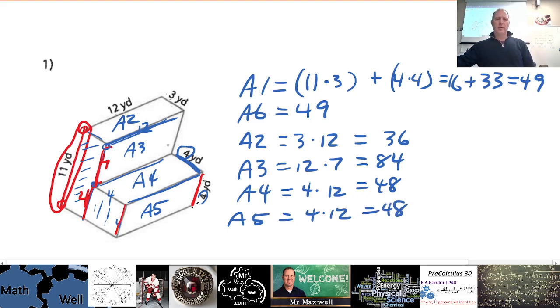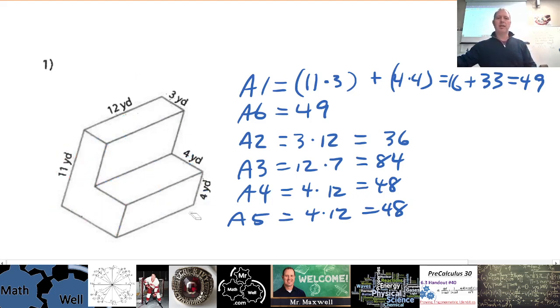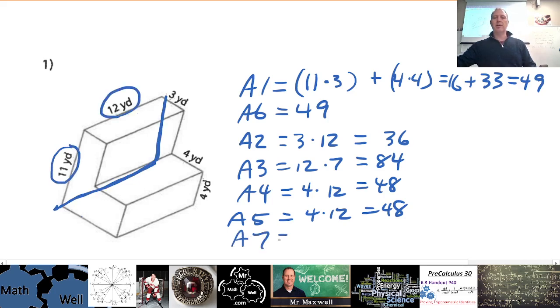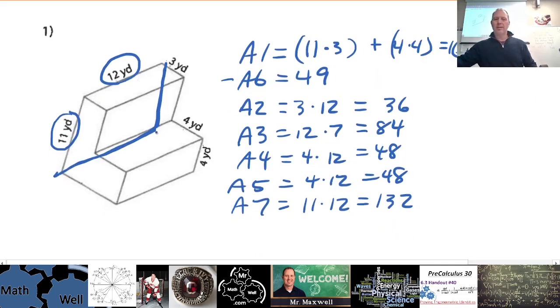All right, so here's the tricky part now. What sides am I missing? I'm missing a back side, looks like. So the back side would look something like this, right? Yeah. Okay, so what's that going to be? That's going to be 11 by 12. Let's make that area 7, because I got 6 up here. So 11 times 12 is 132. Good. And one more, the bottom side.